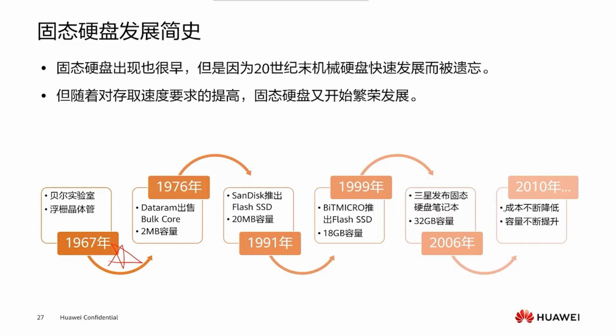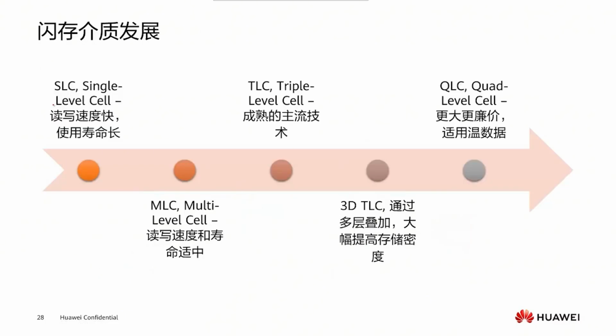After many years of development, the cost of solid-state drives is getting lower and lower, and the capacity is constantly increasing. Here are some common types of flash media. For SLC, a flash particle can store 1 bit of data. Similarly, for TLC, a particle can store 3-bit data, and QLC can store 4.